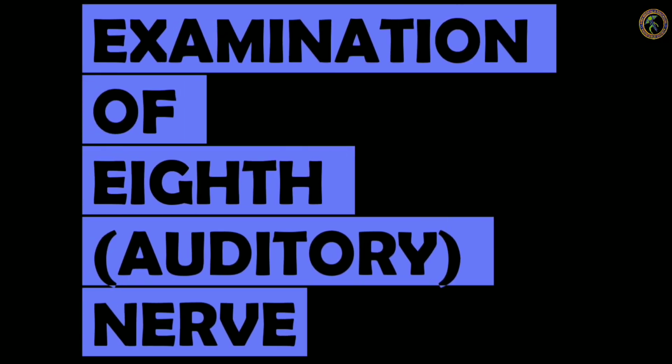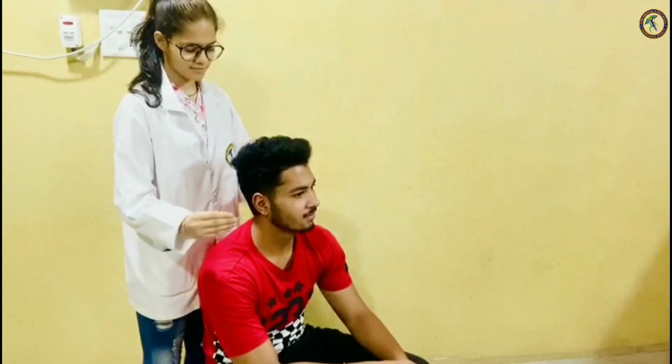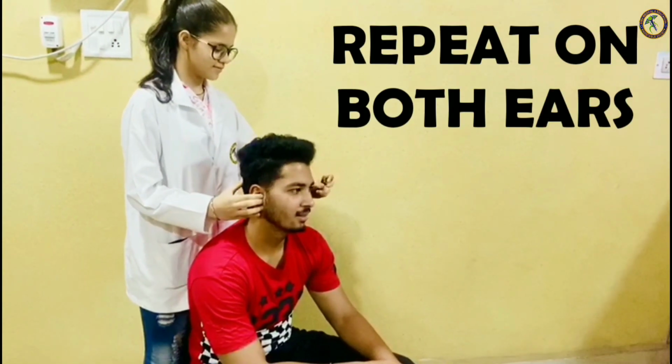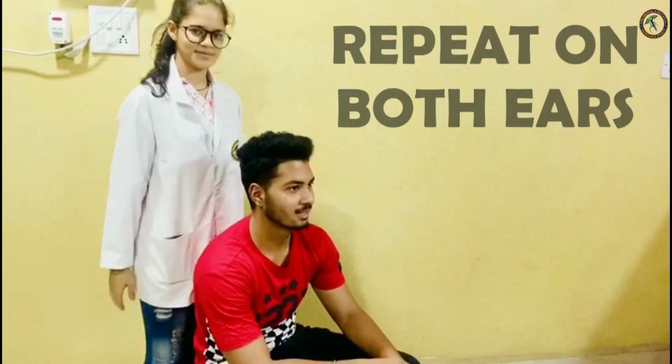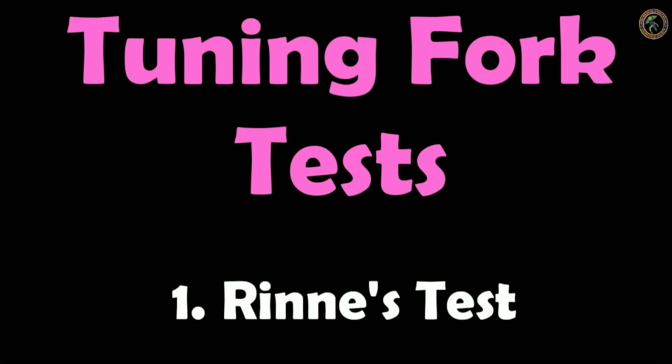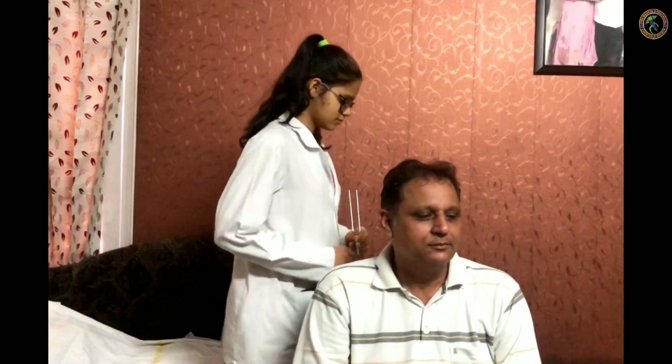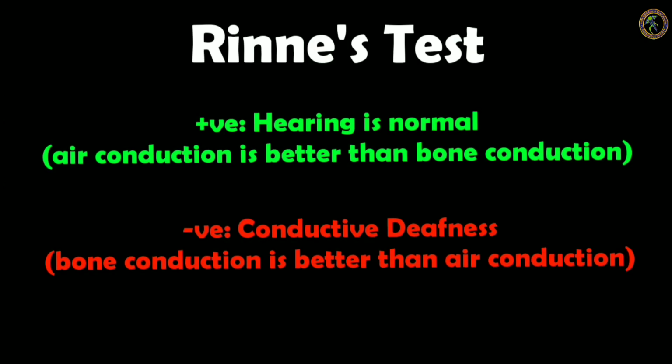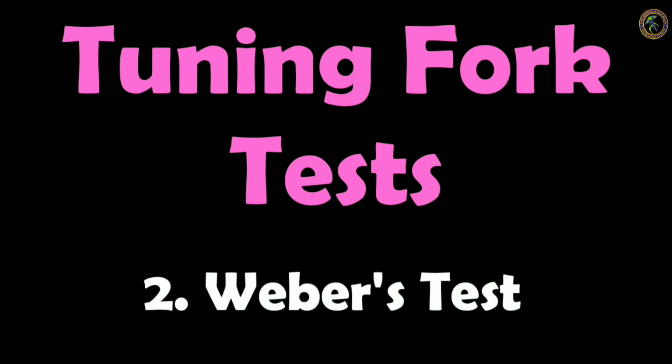Examination of 8th cranial nerve. Stand behind the subject, plug one ear, and ask if he can hear the sound or not. Rinne's test. In this, each ear is examined separately. Set the tuning fork vibrating and press the base of the fork over the mastoid process behind the ear. If the hearing is normal, the subject will hear the vibrating fork by air conduction even after he ceased hearing by bone conduction.